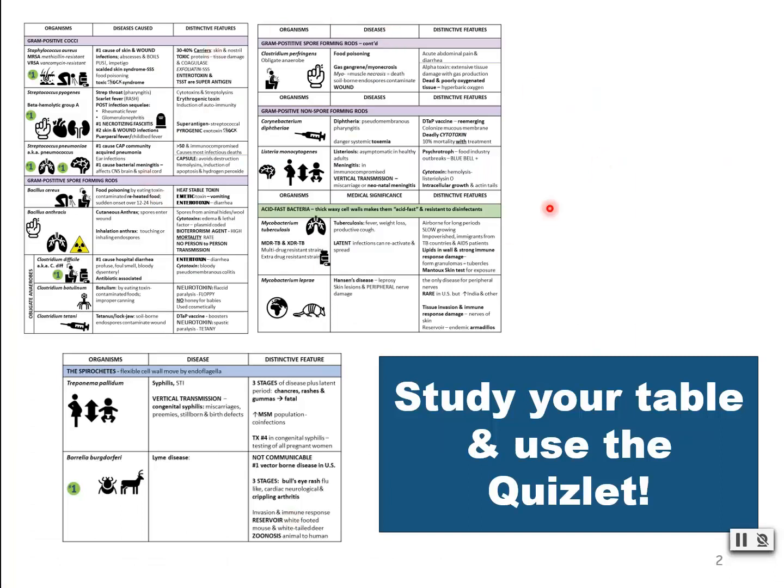I've given you a table that's going to have the organisms, so the causative agent, the diseases, and then some distinctive features that I would like you to know. I have made you a Quizlet to help you study and prepare for your lecture exam.